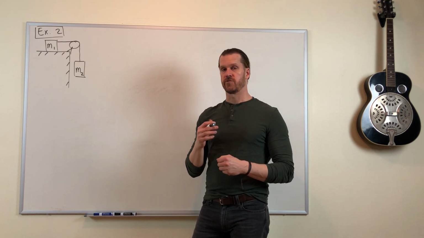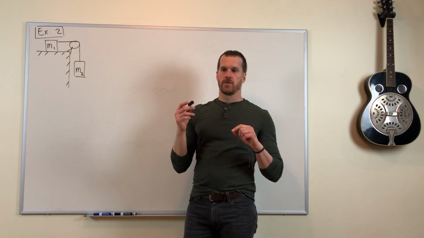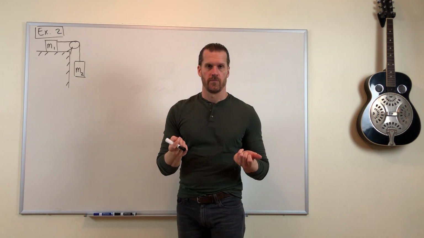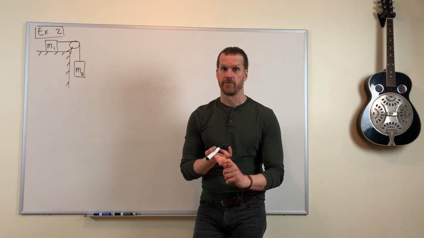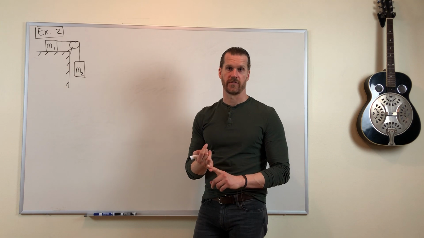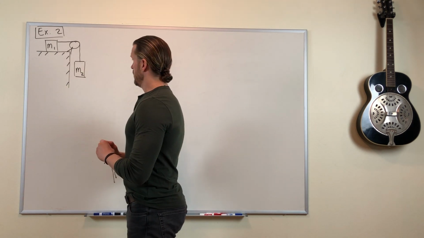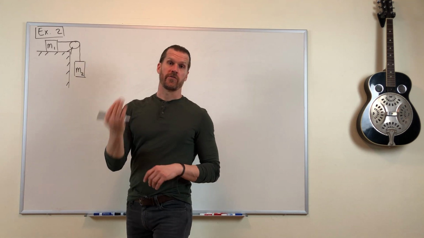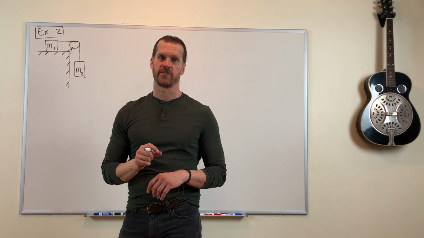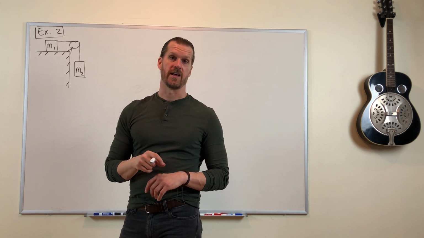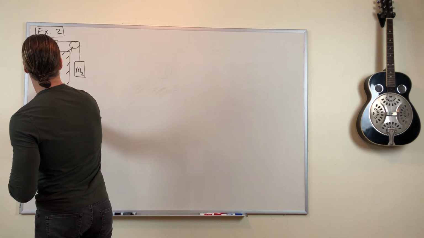So whenever you have a rope or a string, you can always assume that the tension is the same everywhere, the acceleration is the same everywhere. In fact, the velocity and displacement are also the same everywhere on the rope. So we analyze this problem using our same method. We draw separate free body diagrams for each object and then do our Newton's second law analysis. So let's start with mass 1.